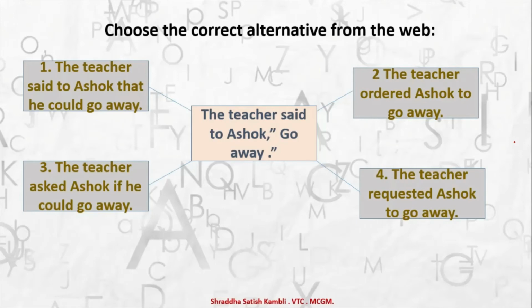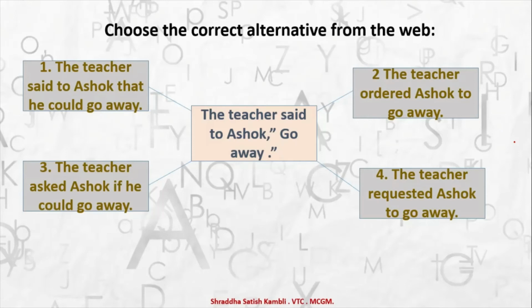The teacher said to Ashok, go away. So the teacher said to Ashok that he could go away. The teacher ordered Ashok to go away. The teacher requested Ashok to go away. The teacher asked Ashok if he could go away.